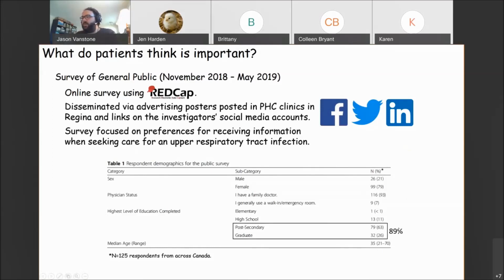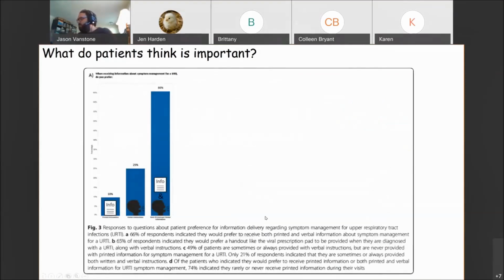And then we were quite skewed in terms of the level of education completed of our population. So 89% had some level of post-secondary or graduate education, which I think is compared to about 25% in the Canadian population more broadly. So a few pieces I just want to highlight from that last study then.